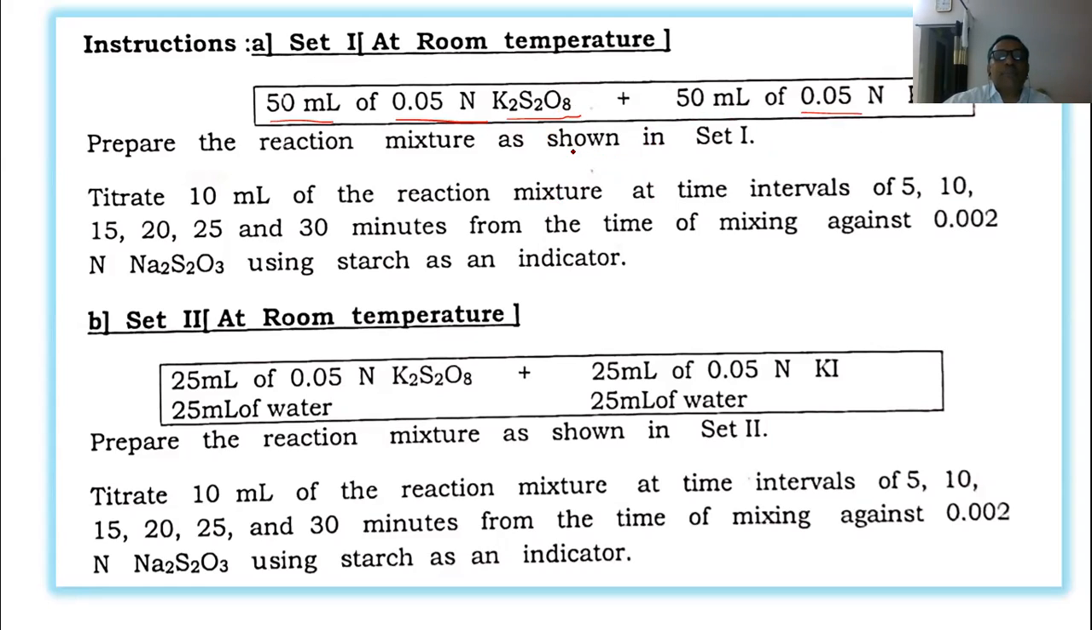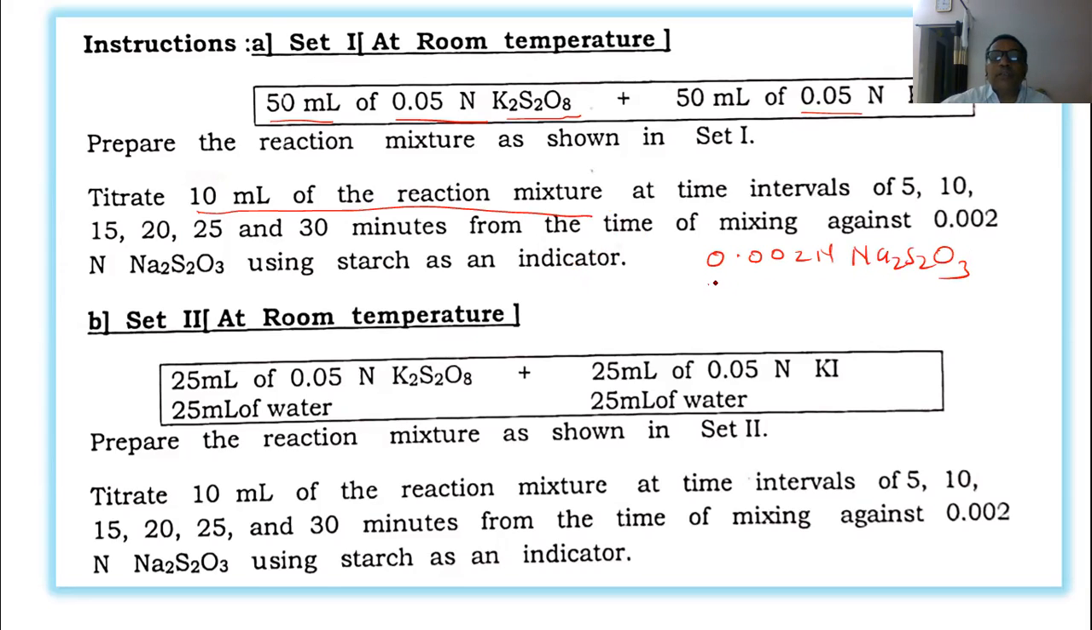Once the reaction mixture has been prepared, we have to note the time. So mixing time is very important here. After 5 minutes, we have to withdraw 10 ml of the reaction mixture, and titrate that 10 ml of the reaction mixture with the burette solution, which is 0.002 normal sodium thiosulfate solution.